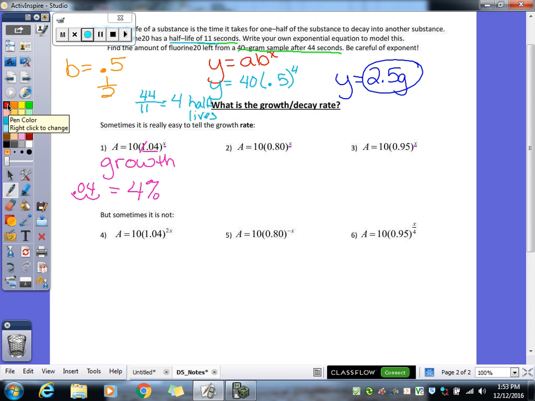How about one with a value less than 1? Would it be growth or decay? Good. So this one's a decay. Now, some people can look at that right away and they automatically know what the decay rate is. If you can, that's awesome. If not, what you need to do is take 1, subtract your decimal from it. So 1 minus 0.80 gives us what? 0.20. So now you move your decimal 2 places to the right. This is a decay of 20%.